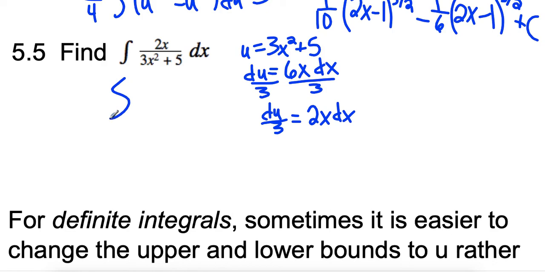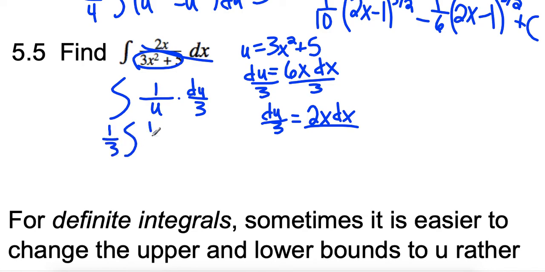So what I see here is, remember this was my u, so I'm going to replace that with u. And then this whole thing, this 2x dx here, that's going to get replaced with du over 3. Okay, and now I'll factor out that 1/3. So we have 1 over u du. Antiderivative of 1 over u is natural log, so 1/3 natural log of u, absolute value of u, plus c.